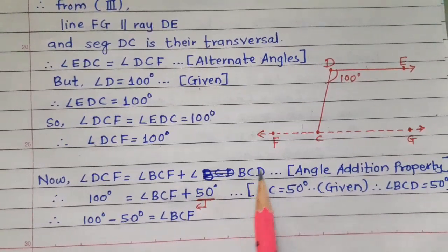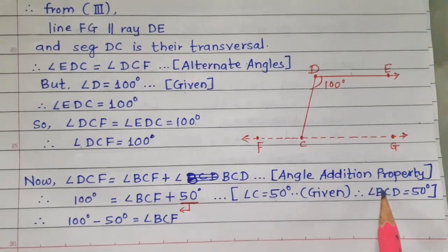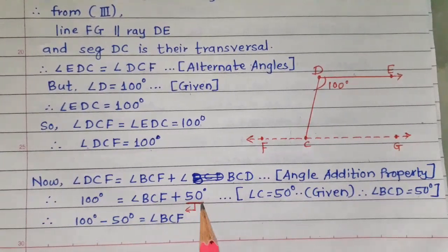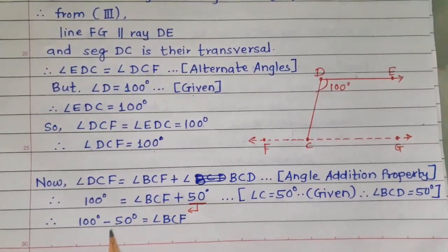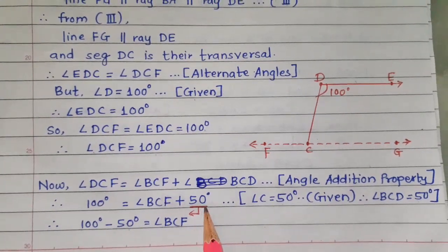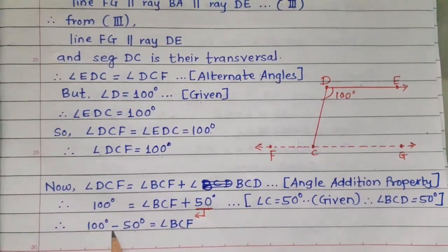And we know that DCF is 100 degrees and BCD is equal to 50 degrees because angle C is 50 degrees, given. So the measure of angle BCD is 50 degrees. Now solve this. Then angle BCF is equal to 100 degrees minus 50 degrees, because 50 degrees is positive on the right hand side, it will be negative when it goes to the left hand side.